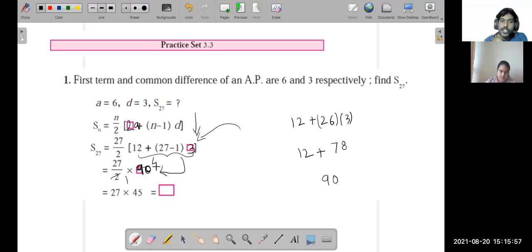So 2 ones are 2, 45s are 90. And then here 27 into 45. Do it. This should be 1, 2, 1, 5. $1,215. Yes.